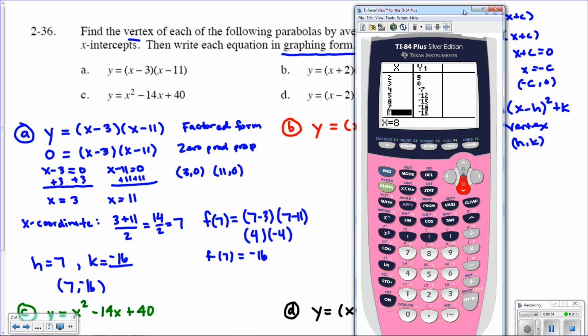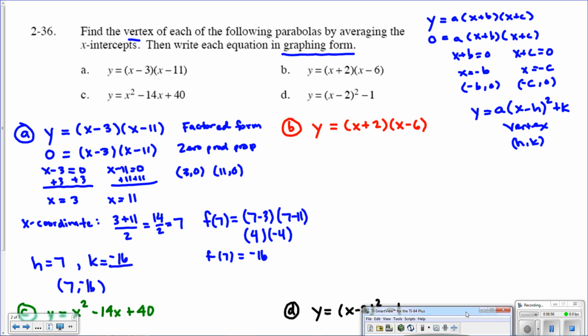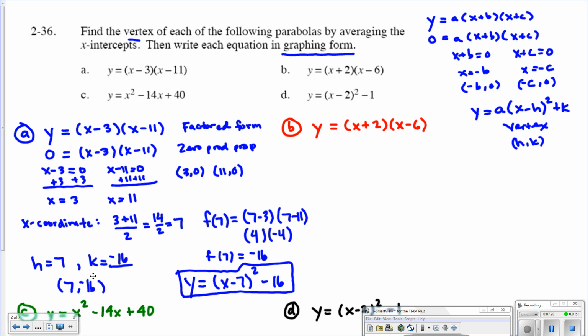So to take it now and put it into our graphing or vertex form, we're going to end up with y is equal to, now our a value, a here is just 1, so we don't have to worry about putting that in. We're going to have x minus 7, that quantity is squared, minus 16. So there is our graphing form of this parabola, and this is the vertex.